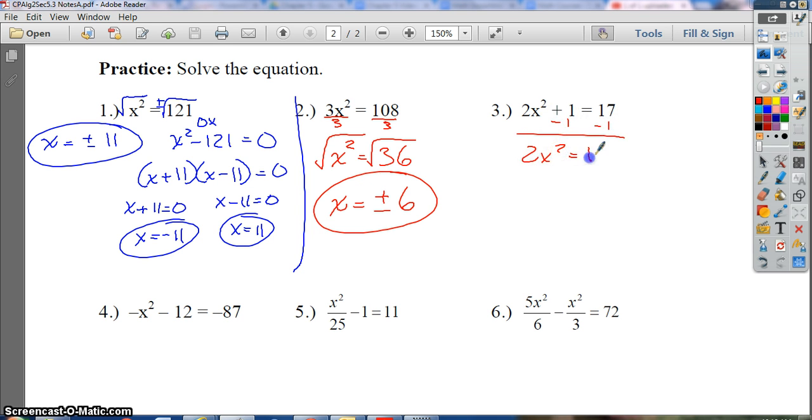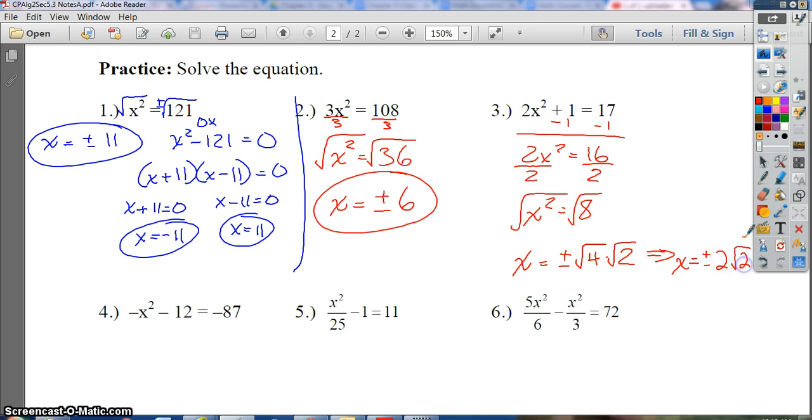Okay? Over here, subtract 1. 2x squared equals 16. Divided by 2. X squared equals 8. Square root. Plus or minus. This is 4 times the square root of 2. So my final solution is x is equal to positive negative 2 square root of 2.